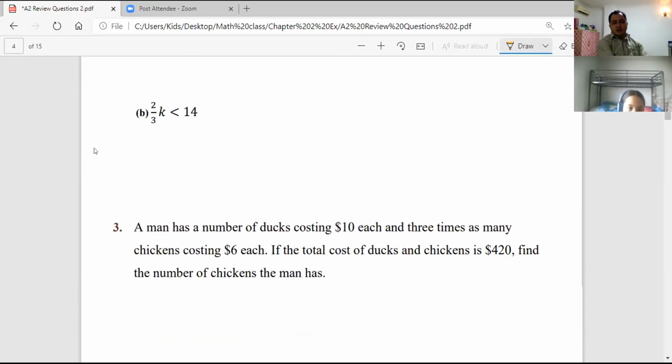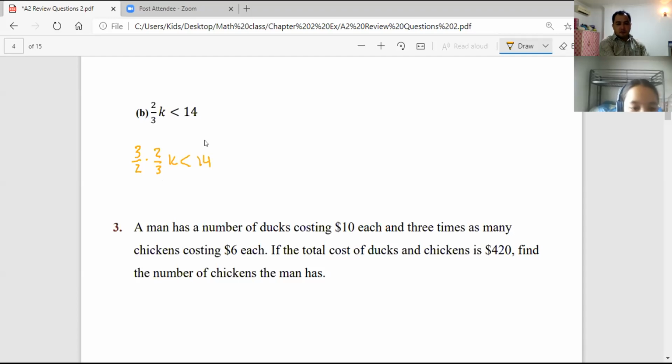How can we leave k alone on the left-hand side? We multiply it by 3. We divide it by 3. No, multiply by the reciprocal of that number. So multiply both sides by 3 over 2. Write it. Let's see what happens. 3 over 2 times 2 over 3k less than 14.